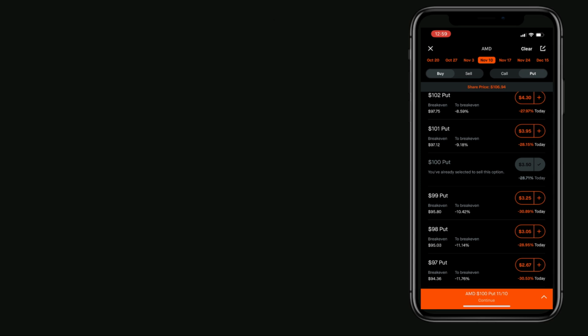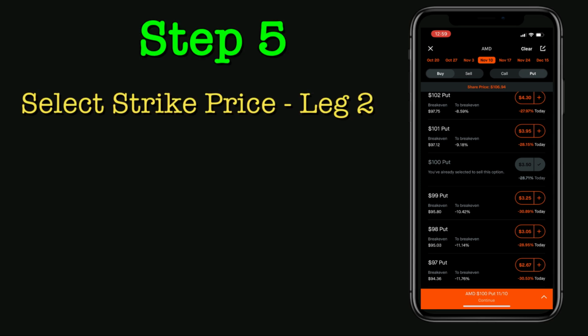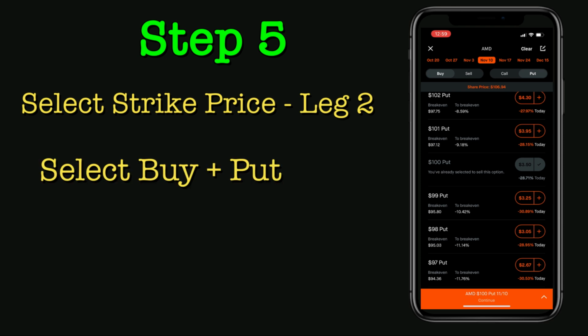Now step 5 is leg 2 of this strategy, which is you buy a put right below where you sold. So you sold at 100, and you buy at 99, right? So that creates a $1 spread, and that is leg 2 of your put credit spread.